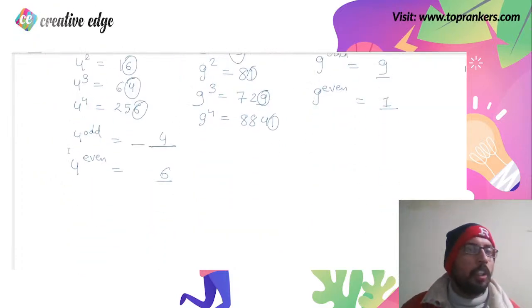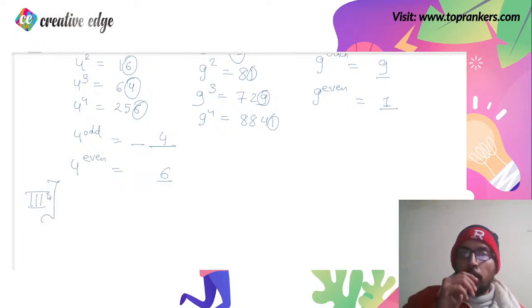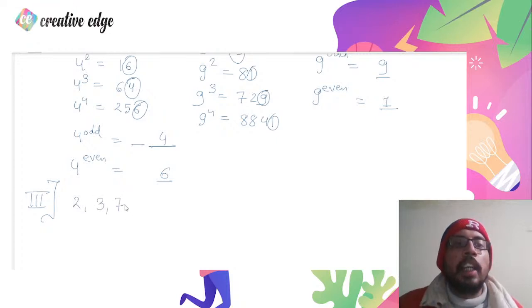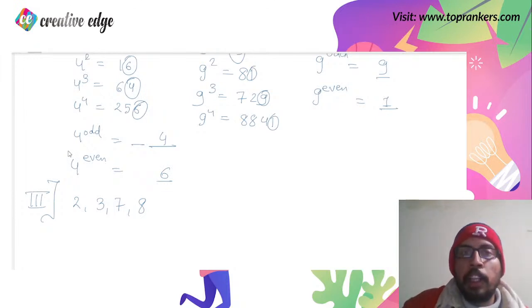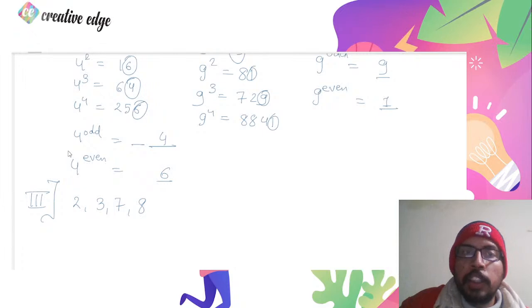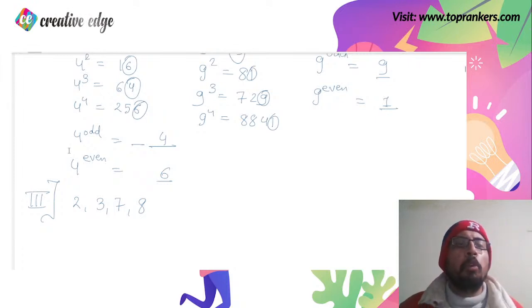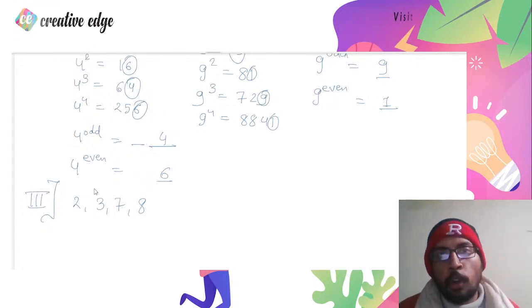Now, the third category that I usually make: in the third category, I put the numbers 2, 3, 7 and 8. The reason I put them into the third category is that this is one of the most interesting categories, and most of the time you will see questions belonging to this category in any of the exams, whether it is NIFT, UCEED, or any other exam. You will see a lot of questions from this category of numbers.